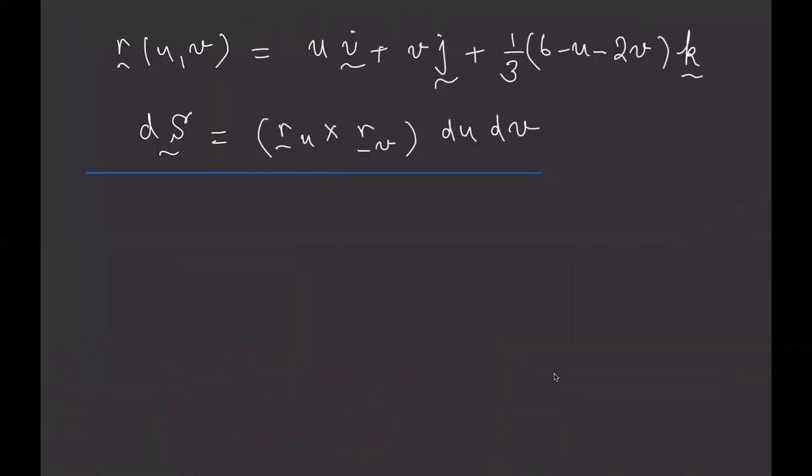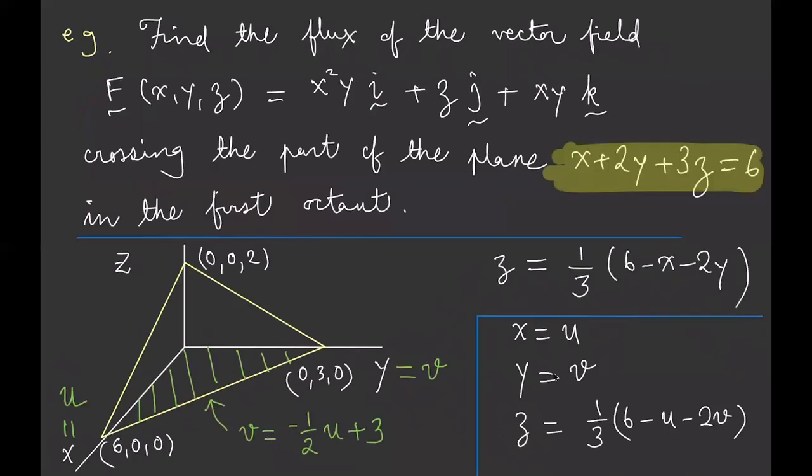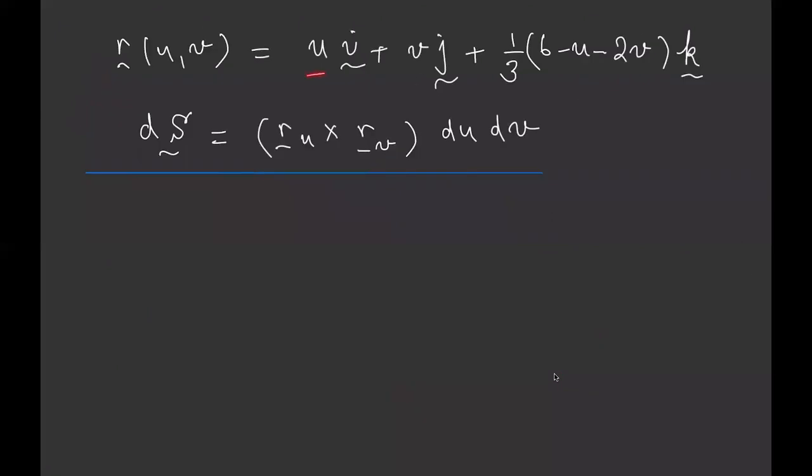All right, so let's see. What do I need to do? I need to first figure out what this dS is, and in order to do that, I need to do this calculation, ru cross rv. So I need to write down r as a function of u and v, and I already know this. I figured this out. The x coordinate is u, the y coordinate is v, and the z coordinate is that, and that's what I've done here: x, y, and z.